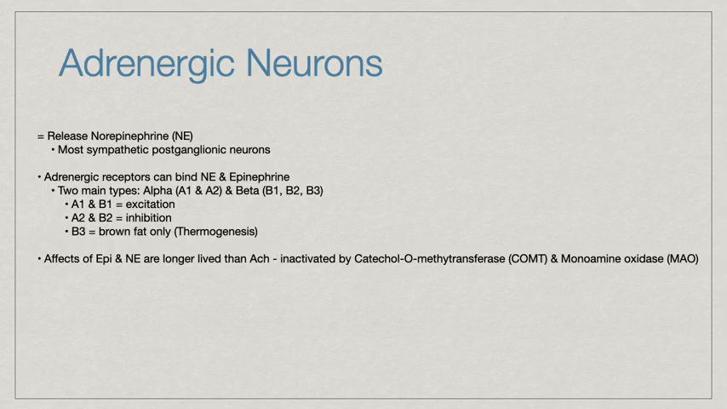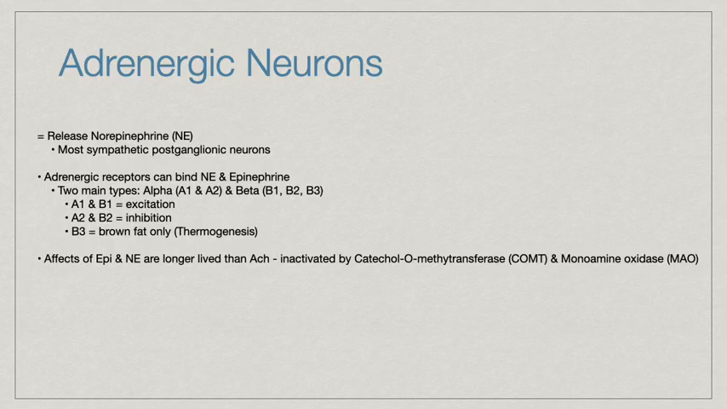Epinephrine and norepinephrine are longer lived in the synapse and when they bind to receptors, because it takes a little bit longer for them to be inactivated. They are inactivated by two larger enzymes called catechol-O-methyltransferase, which we shorten to COMT, and monoamine oxidase, MAO.